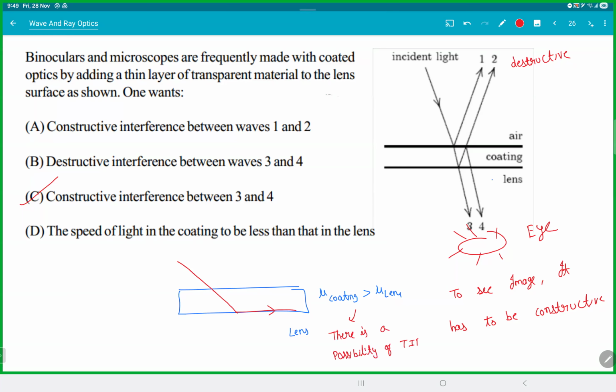So you don't want TIR, meaning the coating should be rarer compared to the lens. But the speed of light must be more. Are you clear with this? So D is not the answer. So you should always coat that thing with a lesser refractive index compared to the lens. Clear with this? So that's basically the anti-glare coating which people sell.